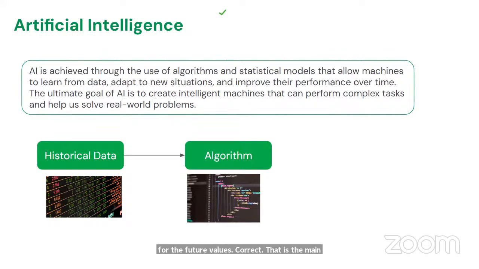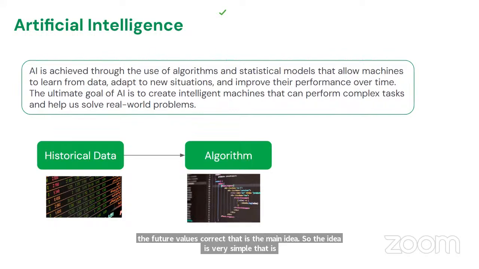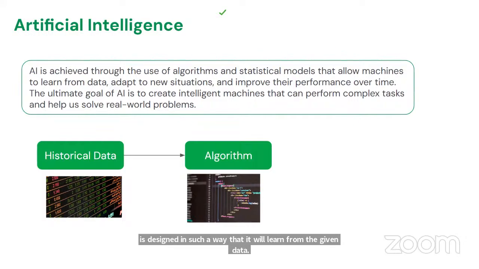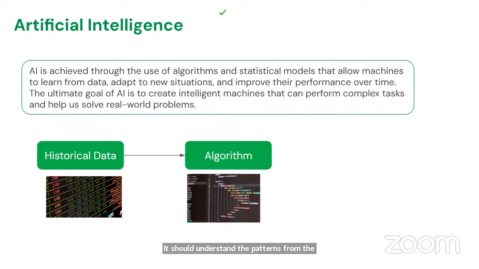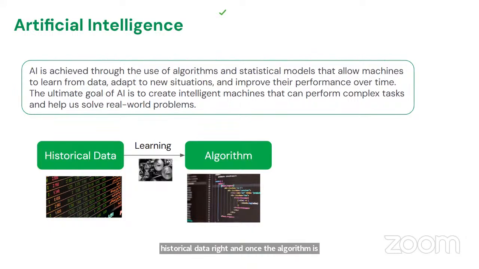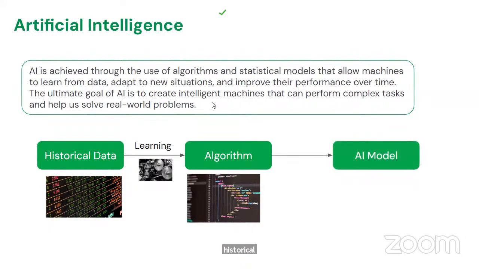Given the historical data, the algorithm is designed in such a way that it will learn from the given data. It should understand the patterns, the learnings, the information present in that particular historical data, right? And once the algorithm has learned, once you have a trained model, a trained system, we call that an AI model, correct? That's how we generally see the architecture of AI.